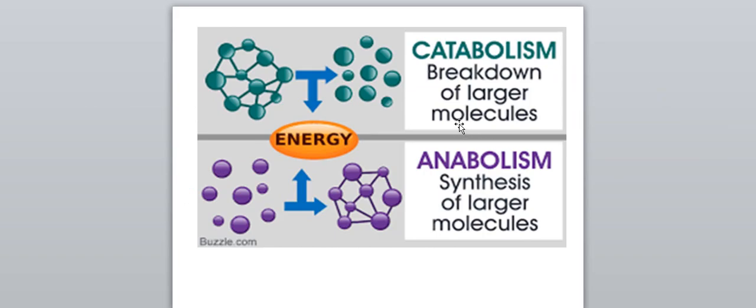And this is a diagram to show here, as we said, catabolism: from the big molecule it will form small molecules, and anabolism is the reverse. From small molecules it will form a big molecule.